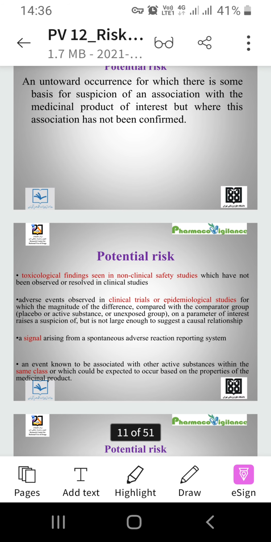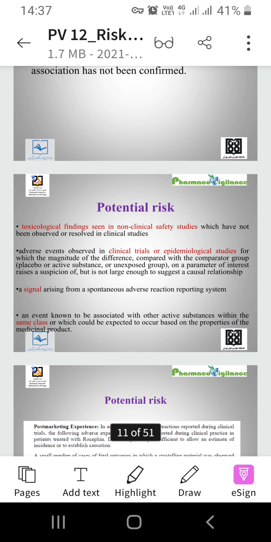The potential risk may be toxicological findings seen in non-clinical safety studies which have not been observed or resolved in clinical studies. An adverse event observed in clinical trials or epidemiological studies for which the magnitude of difference compared with the comparator group, placebo or active substance or unexposed group, on a parameter of interest raises a suspicion but is not large enough to suggest a causal relationship. A signal arising from a spontaneous adverse reaction reporting system. An event known to be associated with other active substances within the same class or which could be expected to occur based on the properties of the medicinal product.